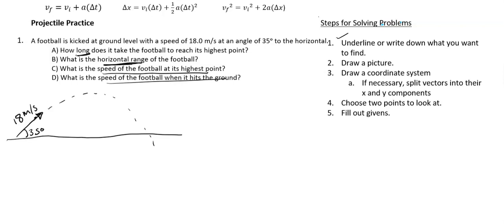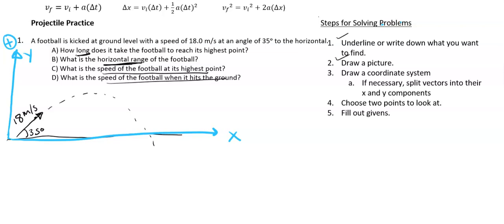Now, I drew my picture. Now I'm going to draw a coordinate system. So I'm always going to say the up and down direction is the y direction, and upwards direction is positive. And I'm going to say the horizontal direction is the x direction, and anything pointing to the right is going to be the positive. So now what I'm going to do is split vectors into their x and y components.